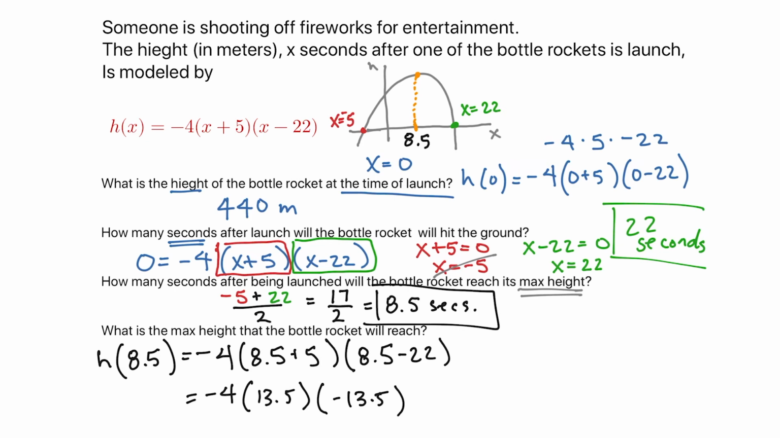Because its starting point, from the very first question, what's the height of the bottle at the time of launch? That's this guy right here. That's 440 meters. I want to figure out, how high does this thing go? So I'm going to multiply -4 times 13.5 times -13.5, and I get 729 meters. It is positive. That's my max height.